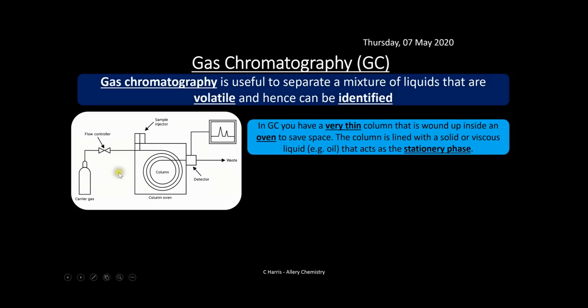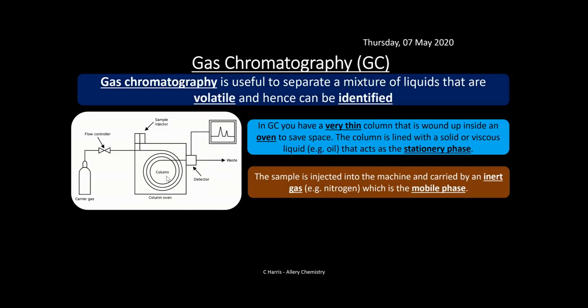So, you can see here's the column. It's wound up in this oven here. It's a very thin wire, and it's lined with an oil, a very viscous liquid. That's your stationary phase. The sample is injected into the machine and carried by an inert gas. So this is normally nitrogen, which is the mobile phase. So we can see here our nitrogen store is in here, and that is our flow gas. And then our sample is actually injected in here, but the gas is whizzing through here, and it's going to pick up that sample that we've injected and carry it through the column.